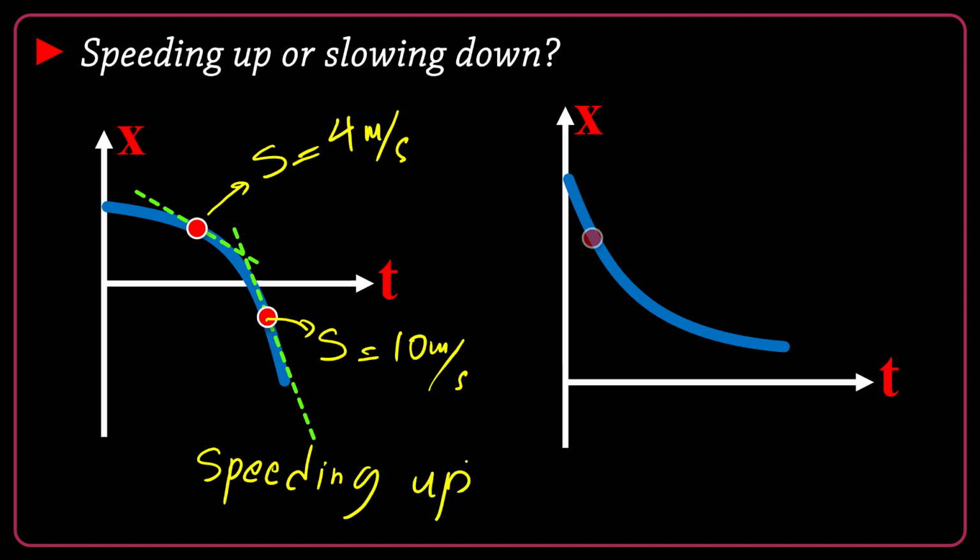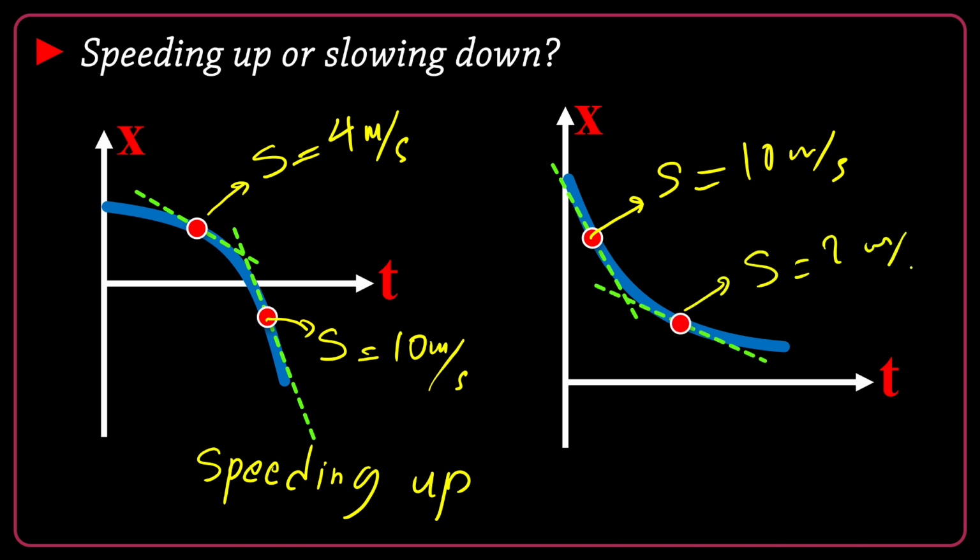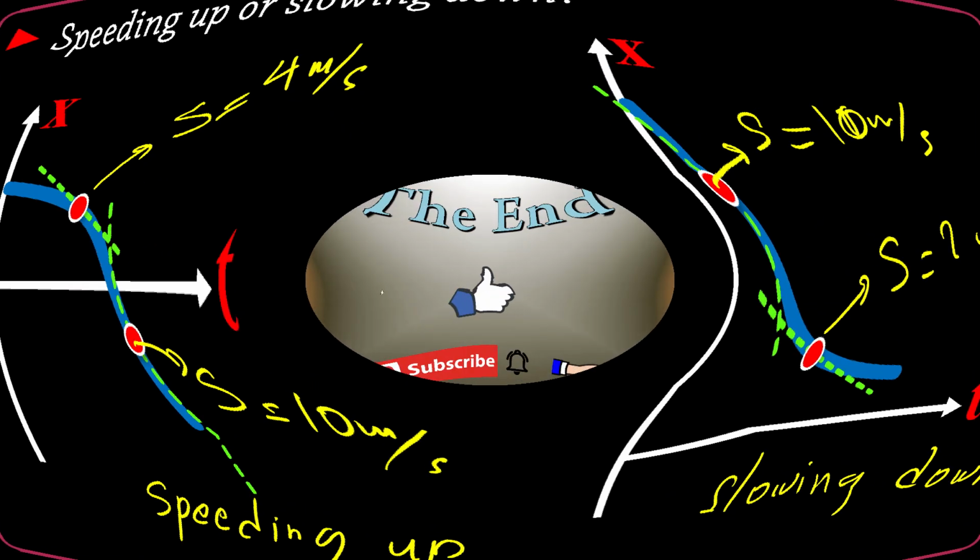The other one: at this moment, the speed may be something like 10 meters per second, and at a later time the speed is smaller, maybe 2 meters per second. So I say it is slowing down. It's very important that in determining slowing down or speeding up motion, I just check the speed, meaning the magnitude of the slope, not the velocity.